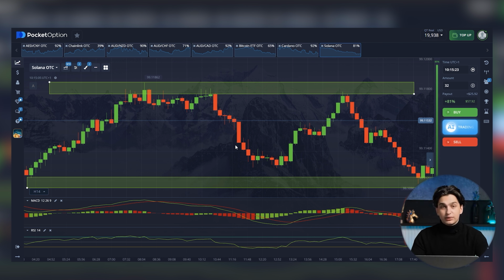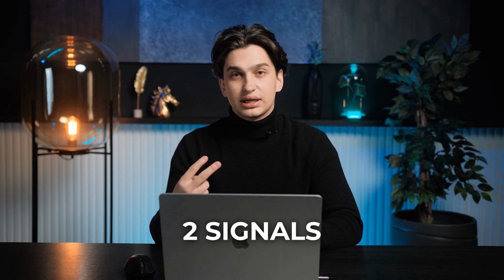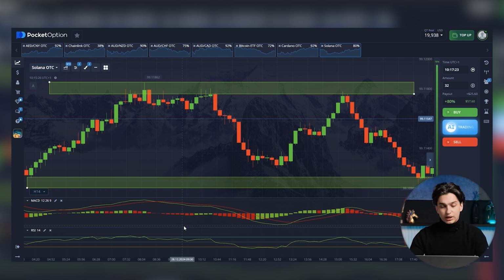Let's take a look at the same chart with Solana OTC and see what happened when the price entered the resistance area and then reversed back. We see that we had a sell signal according to the MACD indicator and according to the RSI indicator as well. So, because we not only identified the resistance level, but also saw 2 signals from the 2 indicators, we could make a decision to enter a sell trade with 100% certainty, expecting a bounce from that area.